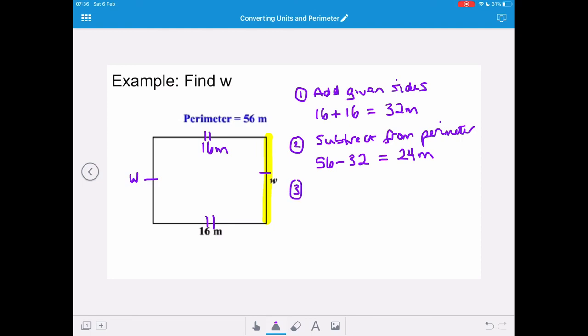Now we want to find w because that's what the question's asking us. And we know that we've got two w's in our perimeter, and that's going to equal the 24 metres that we've got left over. And we can work out what one w is by doing 24 divided by 2, and that gives us a value for w of 12 metres. So we can write our final answer, w equals 12 metres. Don't forget the units.